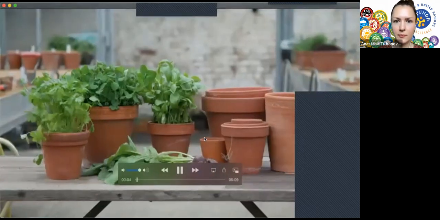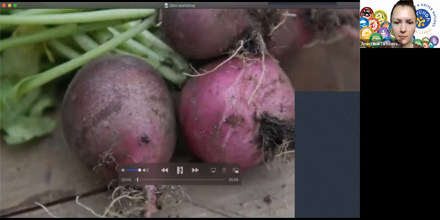Okay, let's see. Hi, my name's Helena Dove and I run the kitchen garden here at Kew. Today we're going to be looking at a few herbs and vegetables you can grow on your windowsill.